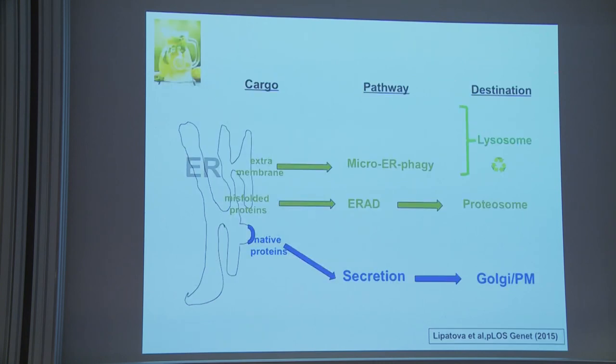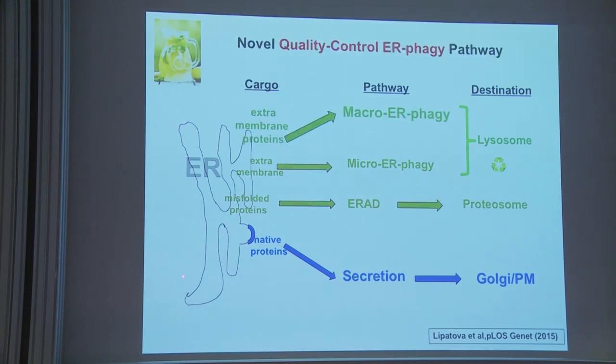So here is what happens when proteins get from the ER. If they are native, they go to secretion, through the Golgi to the plasma membrane. If they are heavily misfolded, they go through ERAD to the proteasome. There is also a micro-ER-phagy process, which means they do not use the normal ATGs; there are ways to get to the lysosome without it. And now we added this new process, which takes extra membrane proteins by this autophagy process to the lysosome, and we know who participates and who regulates.